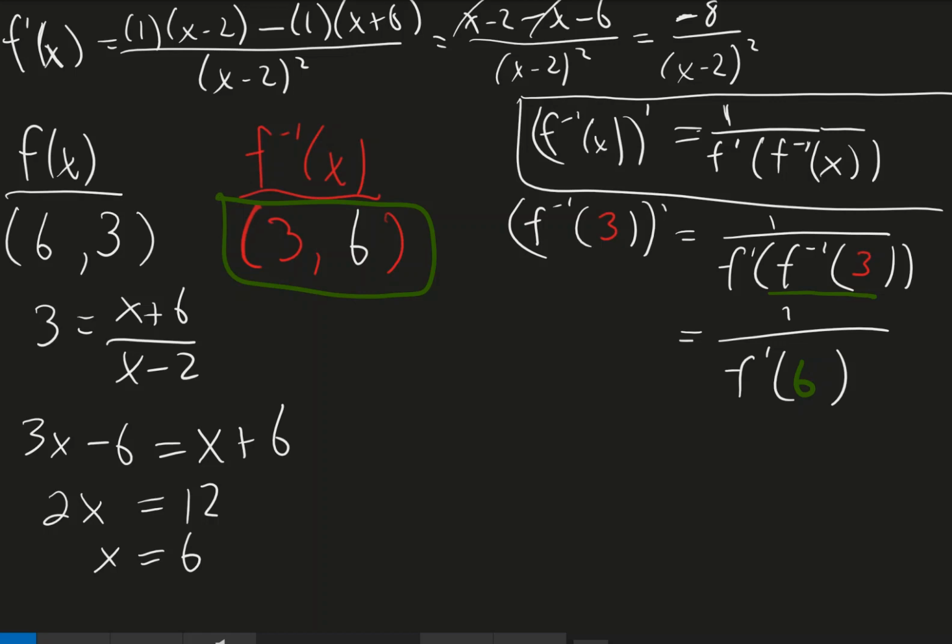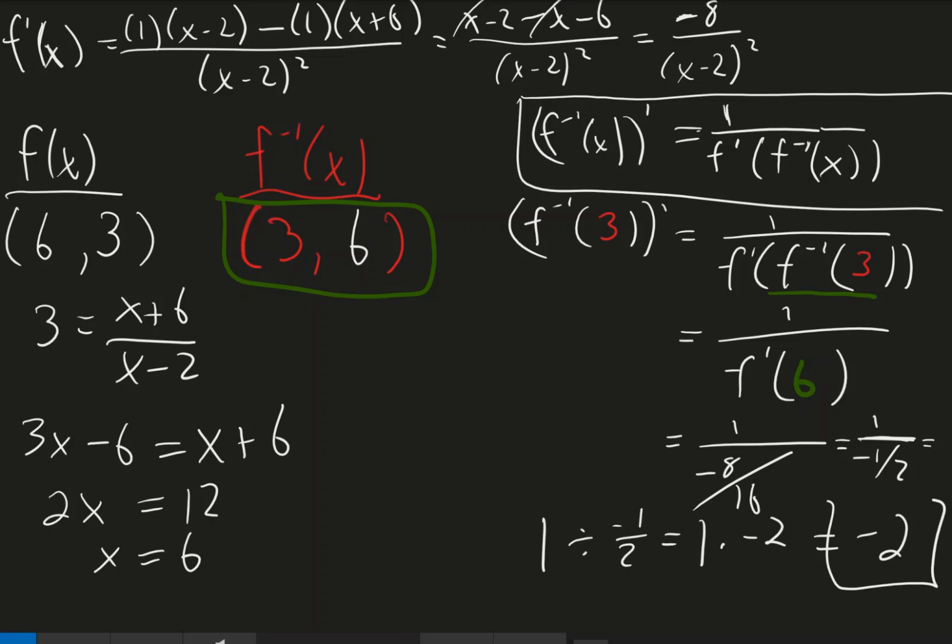Now I need to plug 6 into the derivative function, but I've already found the derivative up here, so that shouldn't be too big of a deal. It's negative 8 over 6 minus 2 squared, which would be 4 squared, which is 16. So this would be 1 over negative 1/2. Dividing by negative 1/2 is the same thing as multiplying by negative 2. Or you can think of the fraction bar as a division sign and change it to multiplying by the reciprocal. And finally we come out to our answer of negative 2.